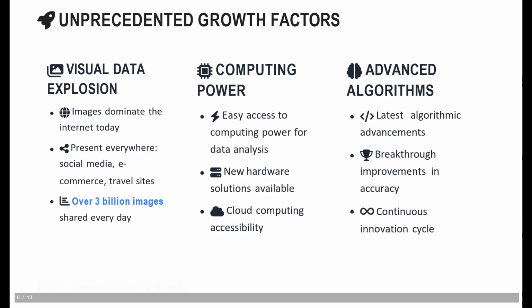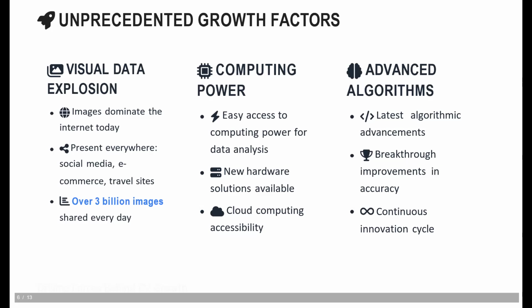Easy access to computation power for analyzing different data has become very important in today's world. There are new hardware solutions, cloud computing accessibility, and advanced algorithms. As I have told you, in methods like CNN there are a lot of false alarms. I will tell you what a false alarm is, and I have already explained with an example. I will show you some examples in the programming part. Today's algorithms are a little bit complex, but the results are very accurate.